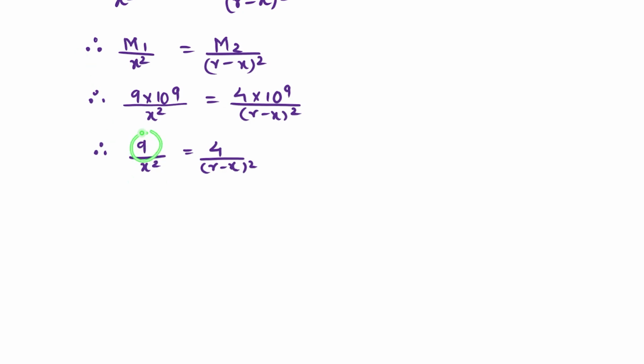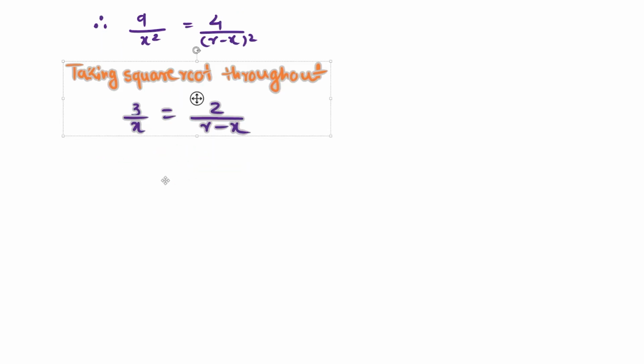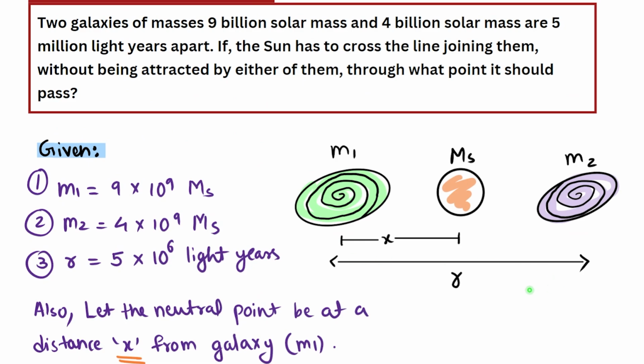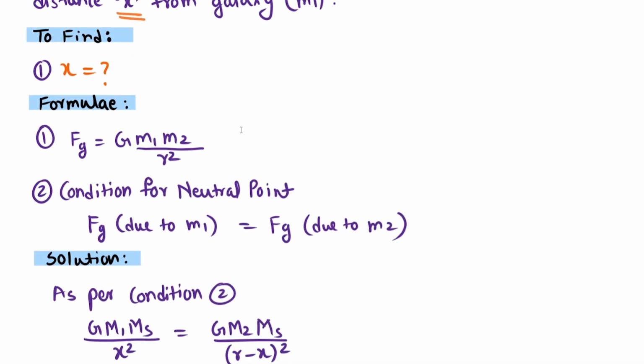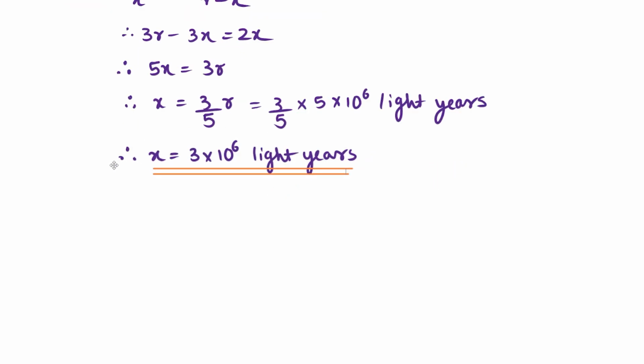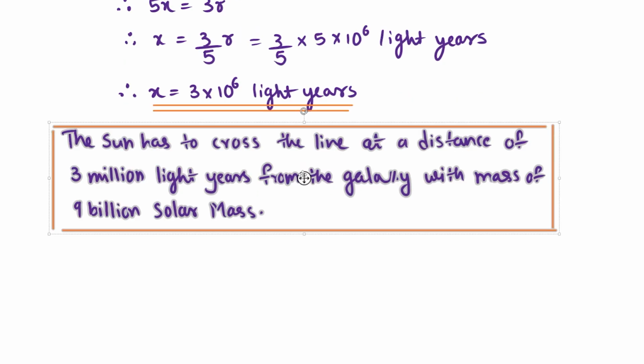So as you can see, I see 9 and I see 4, and I can tell that both of these have a definite square root. So if I take square root throughout, I get 3 by x is equal to 2 by r minus x. Further solving, I get x as 3 by 5 times of r, where r is the distance between the two galaxies, which is given to us. So if we were to substitute the value of r, we would get 3 by 5 times the 5 million light years. 5 gets cancelled, so the distance x comes out to be 3 into 10 raised to 6 light years, which is 3 million light years.